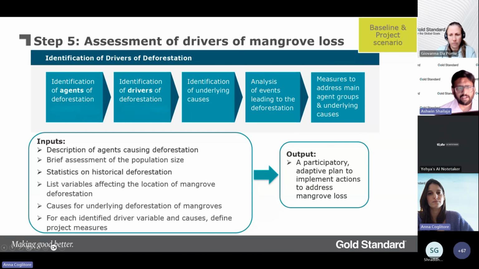And step 5 is again, apart from remote sensing analysis, one key assessment which has to be done by the project developer, an assessment of drivers of mangrove loss, to assess what exactly has been the reason for deforestation or degradation of mangroves, and what could be the various measures which could be taken up to ensure that the new plantation which is being designed by the project is not affected in any way. So the drivers of mangrove loss is also a key component, and which will also have to be assessed by the VVB.